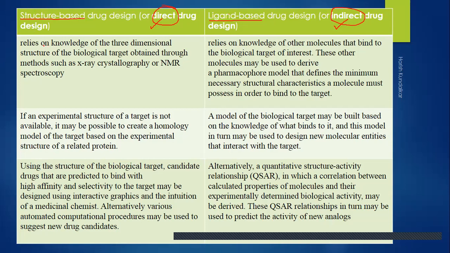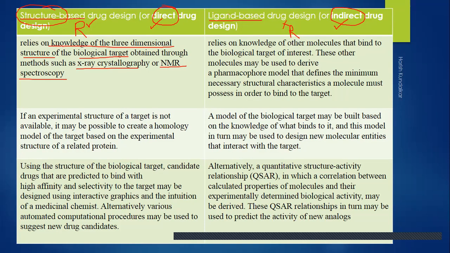So, structure-based drug design relies on the knowledge of the three-dimensional structure of the biological target, obtained through methods such as X-ray crystallography or NMR spectroscopy. Structure-based drug design is also called receptor structure-based drug design. So in this, we essentially know the structure of the receptor. Whereas in ligand-based drug design, we do not know the structure of the receptor.